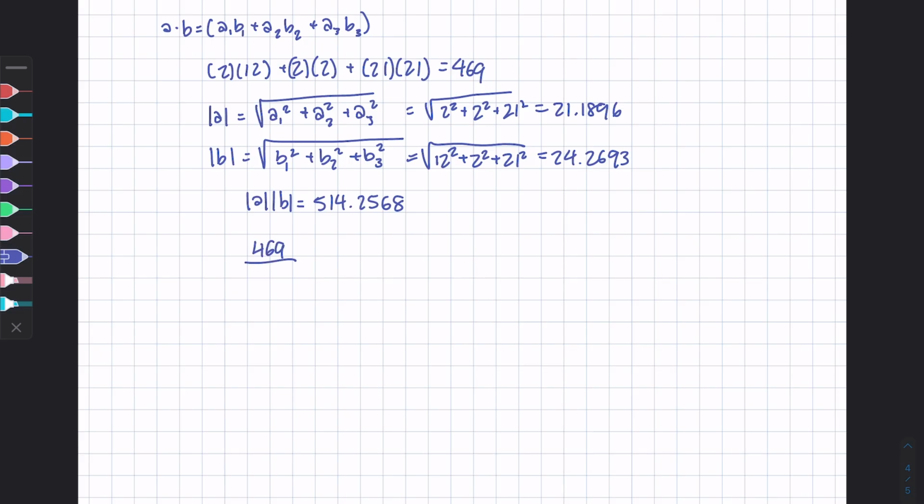Then we have to divide the dot product by the product of the magnitudes. 469 divided by 514.2568 equals 0.912. Lastly, we have to plug this value back into our original equation. 0.912 equals cosine theta, inverse cosine of 0.912 equals theta, and theta equals 24.217 degrees.